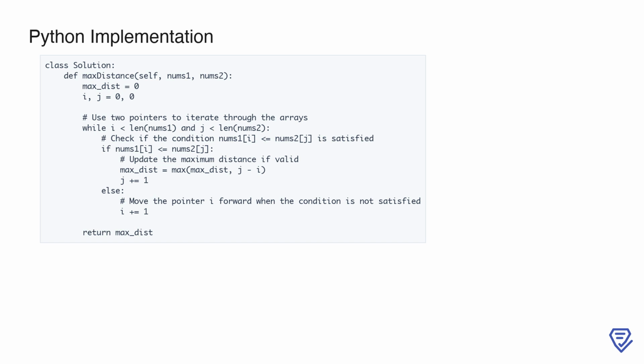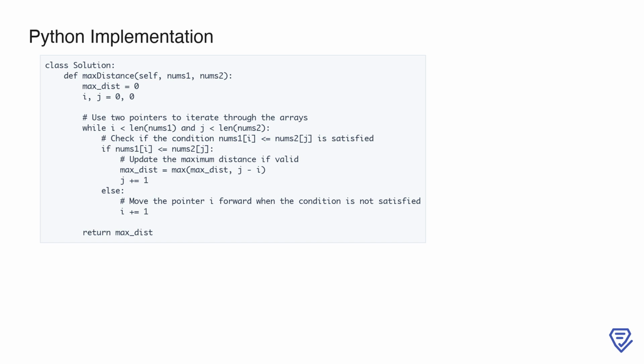Here, i and j start at the beginning of their respective arrays. The algorithm iterates through the arrays while maintaining the condition i <= j. If the condition nums1[i] <= nums2[j] is satisfied, the algorithm calculates the distance j - i and updates the max_dist variable if the current distance is larger. The pointer j is then moved forward to explore larger distances. If the condition is violated, the pointer i is incremented to try to restore the condition. This ensures that the pointers always move in a way that respects the sorted order of the arrays. The algorithm stops when either pointer reaches the end of its respective array.